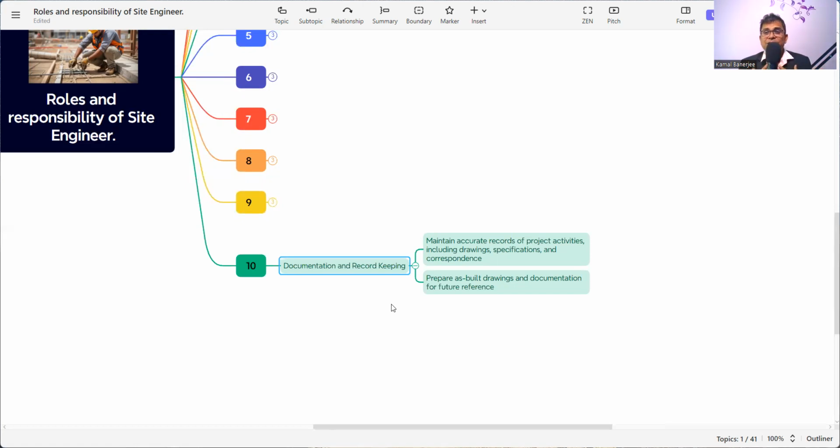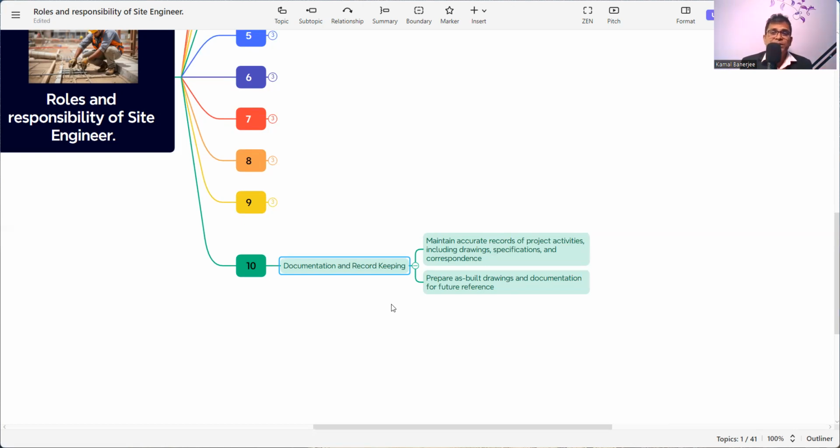As a site engineer, when I'm working, I always keep a site engineer diary. Every day, whenever I enter the site, I first write down the date, then the weather condition, the site condition, my activities, my material and manpower, and at the end of the day, my productivity. So that after one year, if my project manager asks what your productivity is, I can simply show him the diaries where every detail is there. So maintain that diary for documentation and record keeping, and prepare as-built drawings and documentation for future reference.